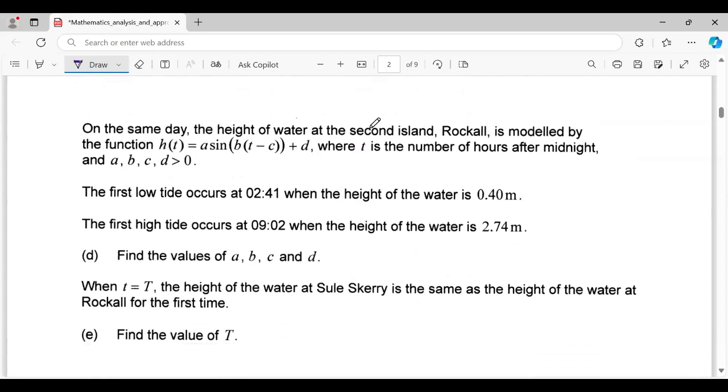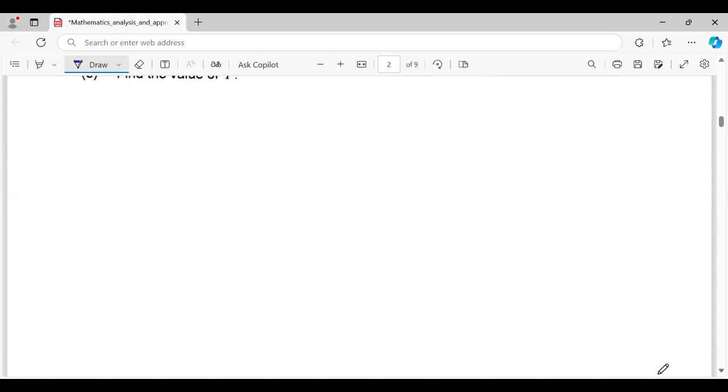On the same day, the height of water at the second island, Roca, is modeled by the function h = A sine(B(t minus C)) plus D, where t is the number of hours after midnight and A, B, C, D are greater than 0. The first low tide occurs at 2:41 when the height of the water is 0.4 meters. The first high tide occurs at 9:02 when the height of the water is 2.74 meters. Find the values A, B, C, D. This is part D. So the function is h equals A sine(B(t minus C)) plus D, right?